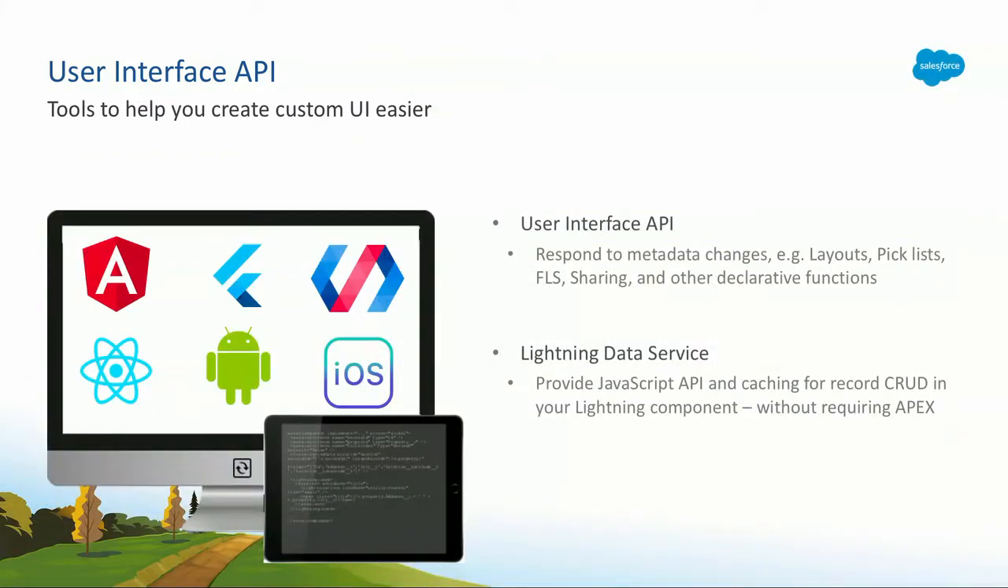So we can use this user interface API to build out different UIs on different platforms, whether it be Angular, Flutter, Polymer, React, or you can even use it for native iOS or Android applications. The user interface API responds to metadata changes, such as layouts, pick lists, field level security, sharing, and other declarative functions. And on top of the user interface API, Salesforce developed the Lightning Data Service.